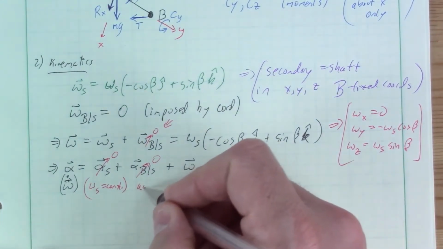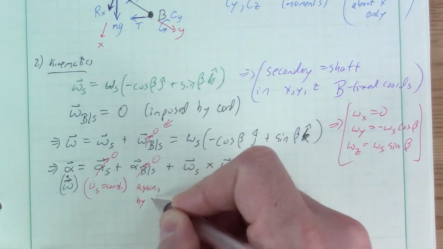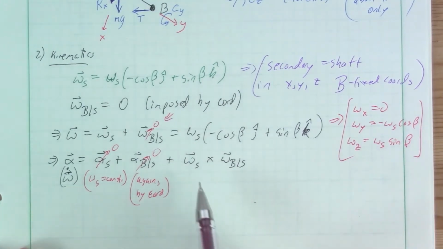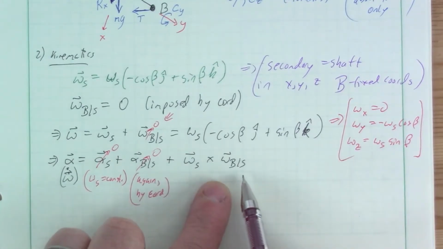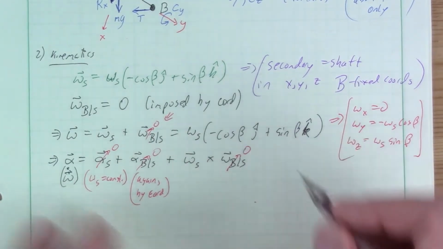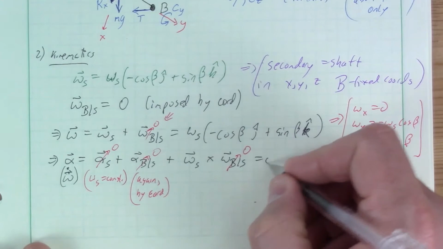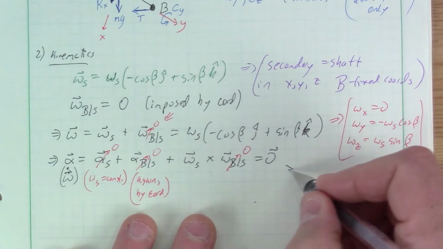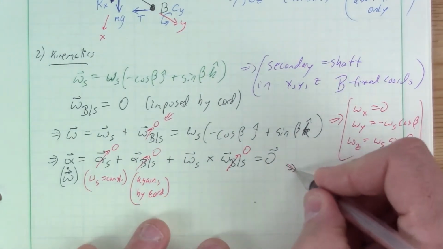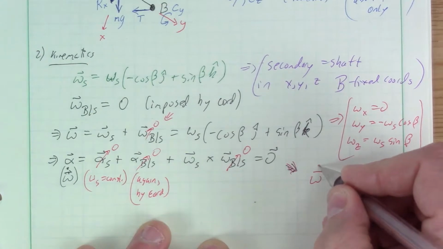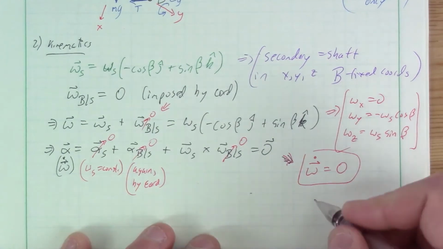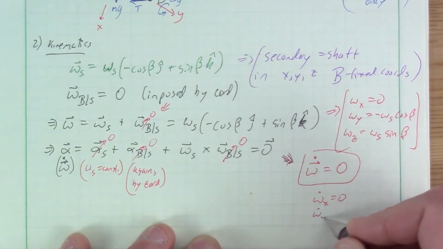So again, imposed by the cord. Okay, so then let's look here. Omega s. Oh, look at that, omega bs shows up, and that is 0. So we don't need to calculate anything here. This is 0, and this is really a 0 vector, it has 3 components. This tells us that no matter what, omega dot is 0, right? And so that's omega dot x equals 0, omega dot y equals 0, omega dot z equals 0.